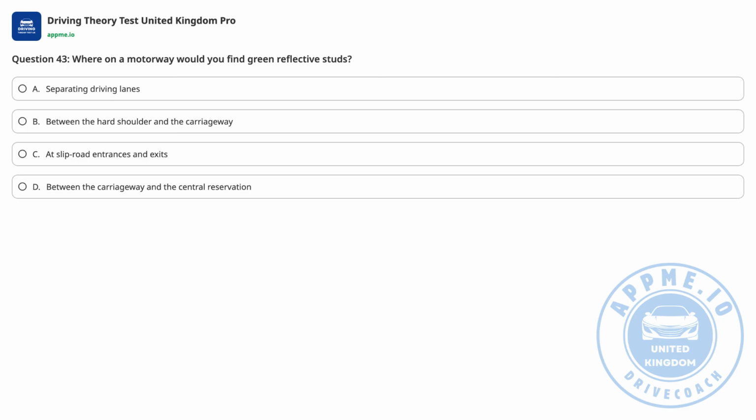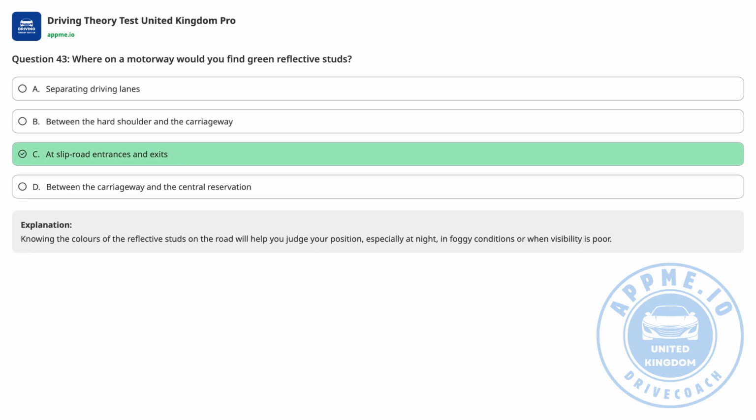Question 43. Where on a motorway would you find green reflective studs? A. Separating driving lanes. B. Between the hard shoulder and the carriageway. C. At slip road entrances and exits. D. Between the carriageway and the central reservation. The correct answer is C.